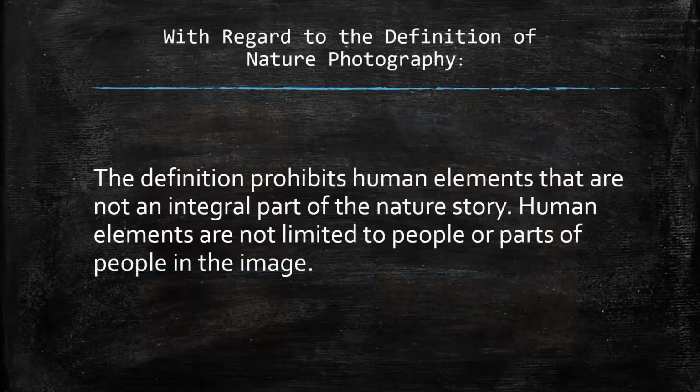And now we have our nature appendix rules, which took an hour and a half, at least, for the GDCC to get through all of these. So with regard to the definition of nature photography, the definition prohibits human elements that are not an integral part of the nature story. Human elements are not limited to people or parts of people in the image. So no hand of man is pretty much the guideline to keep in your head. There are a couple exceptions, which we'll talk about.